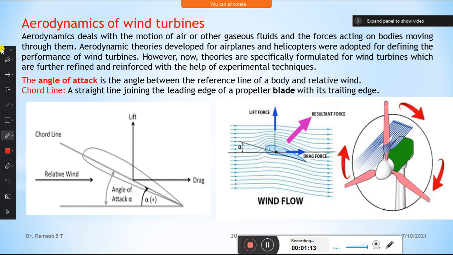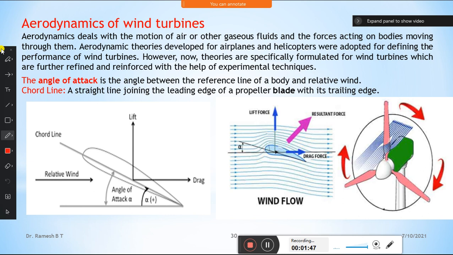Aero means air, and dynamic means motion. Any object in motion is called dynamic, it is dynamically moving. So aerodynamics deals with the motion of air, or not only air, any other gases or fluids, and the force acting on that moving body.